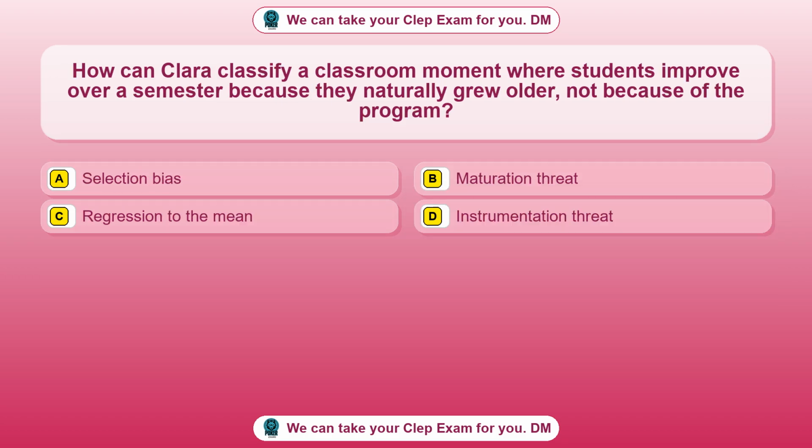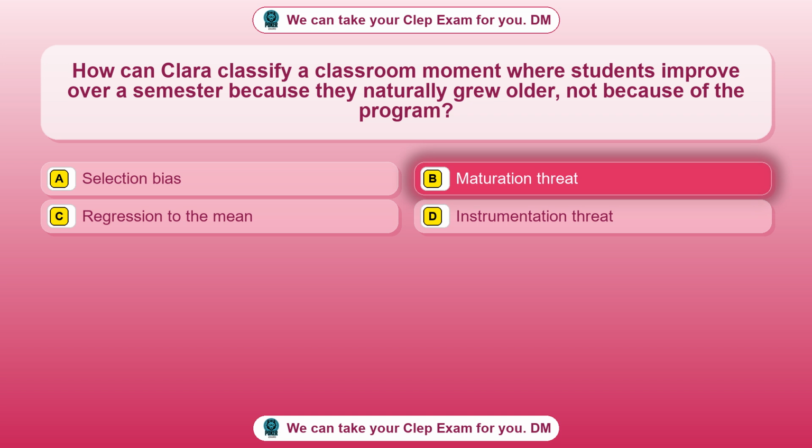Question 97. How can Clara classify a classroom moment where students improve over a semester because they naturally grew older, not because of the program? Option A, selection bias. Option B, maturation threat. Option C, regression to the mean. Option D, instrumentation threat. The correct answer is option B, maturation threat.